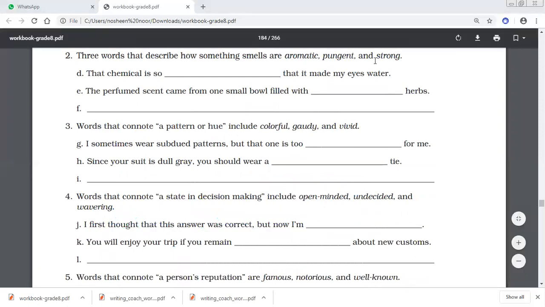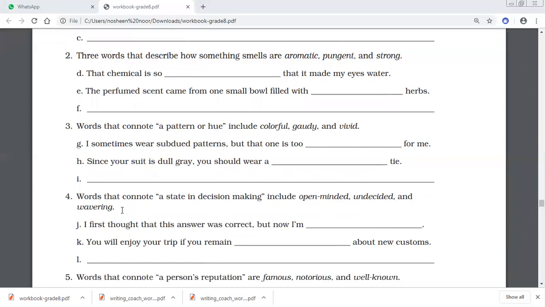Next is number 4, words that connote a state. By the way, once you finish writing your sentences, please send me the pictures on the WhatsApp group. Words that connote a state in decision making. Someone who has an issue with decision making could be undecided, could be called an open-minded person, or could be called a person who's wavering.